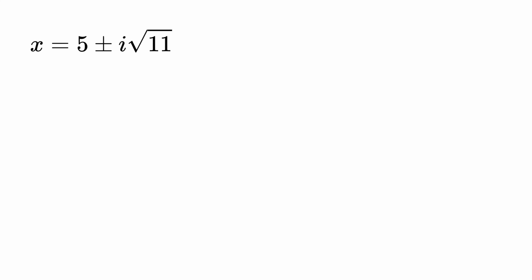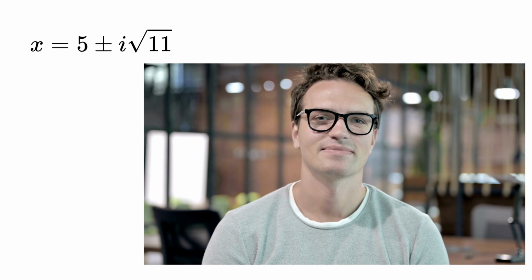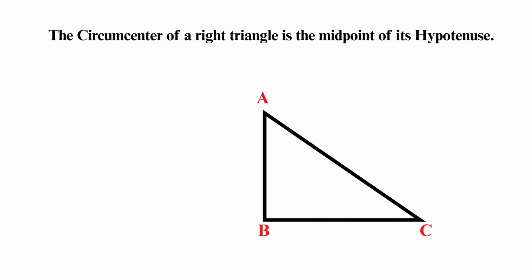The Russian students didn't think about it algebraically. They immediately saw that it was impossible for geometric reasons. Let me quickly review something important. Suppose we have a right triangle ABC. We want to show that the circumcenter of a right triangle is the midpoint of its hypotenuse.